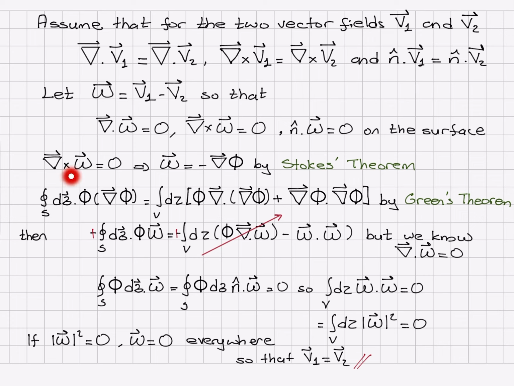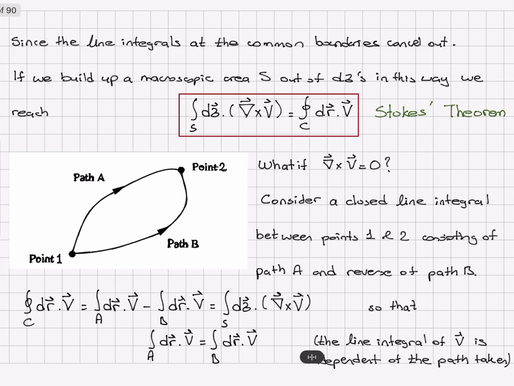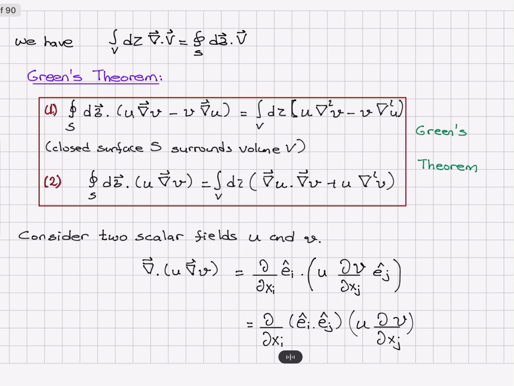Okay, so starting with curl of W is equal to 0, this implies that W can be written as minus the gradient of a scalar function phi. This is according to Stokes' theorem. And if I write the closed surface integral d sigma dot phi gradient of phi, this is equal to the volume integral d tau phi divergence of gradient of phi plus gradient of phi dot product with gradient of phi. This is Green's theorem. So going back to Green's theorem here, this is the second form we're using.